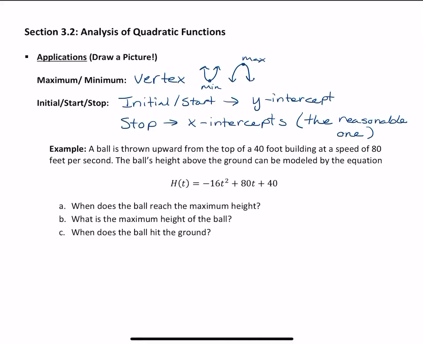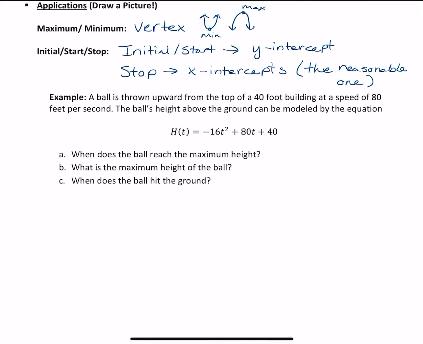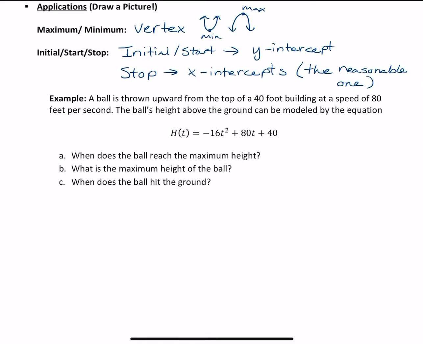Okay, so for example, we have a ball is thrown upward from the top of a 40-foot building at a speed of 80 feet per second. The ball's height above the ground can be modeled by the equation h of t equals negative 16t squared plus 80t plus 40. And then it asks us to find when the ball reaches the maximum height, what is the maximum height, and when does the ball hit the ground.